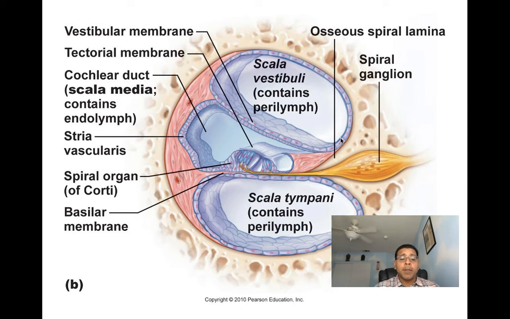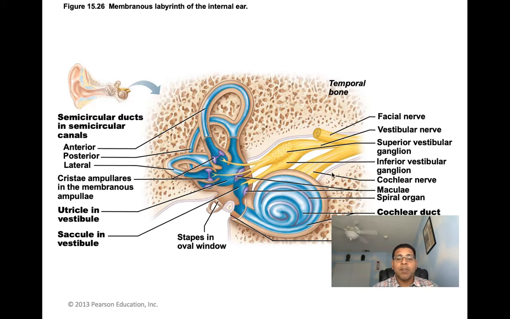The cochlear nerve is a division of the vestibulocochlear nerve, cranial nerve number 8, and it's going to run from this spiral organ, as we see here, to the brain. So this is one branch. The vestibulocochlear nerve has a vestibular branch and a cochlear branch. Here's the cochlear branch. If we move back, you can appreciate the vestibular branch making its way over to the vestibule.